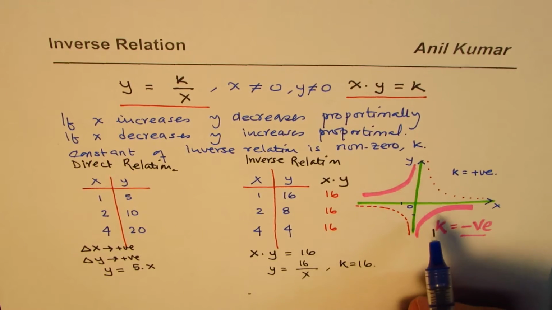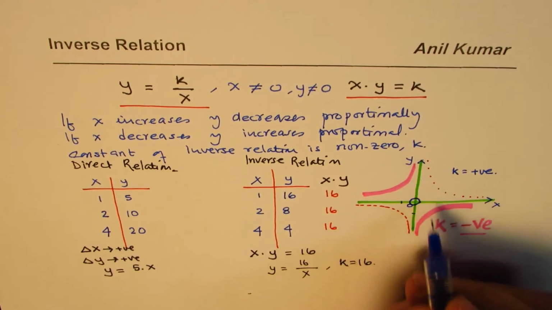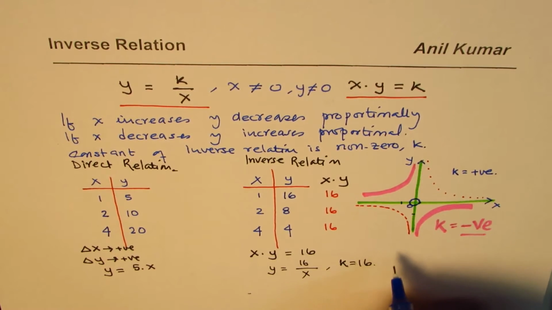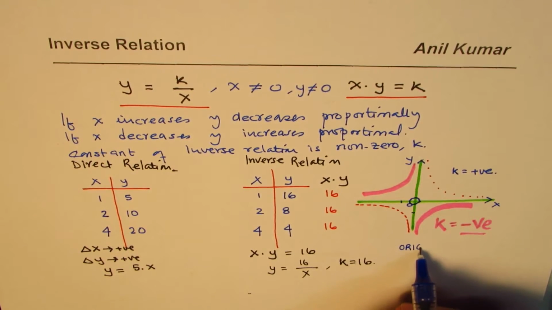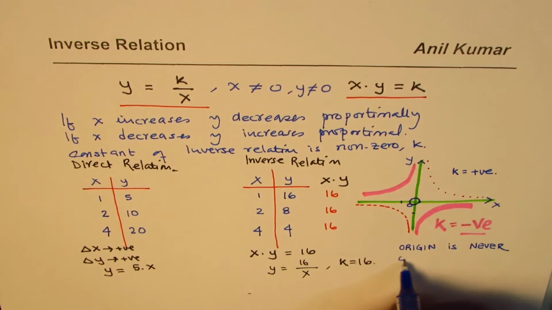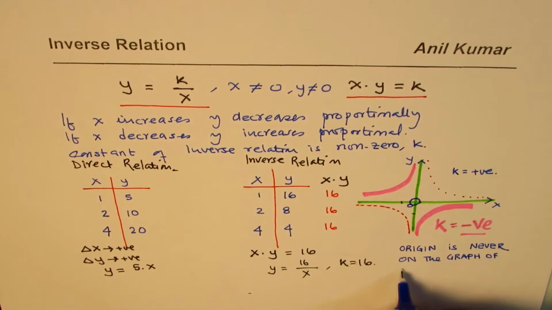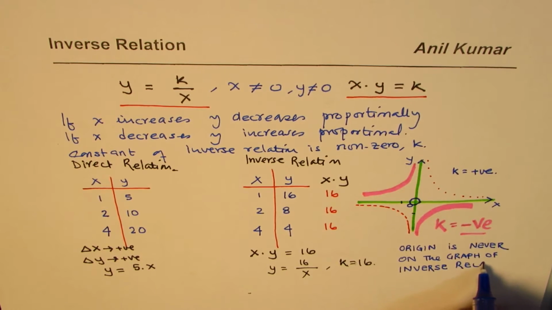But in all these graphs, one most important thing you will see is that the origin is not on the graph, right? So the important thing is that the origin is never on the graph of an inverse relation. So that is very important to understand, okay?